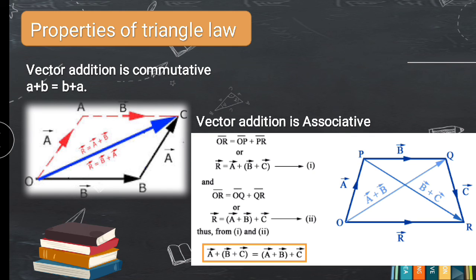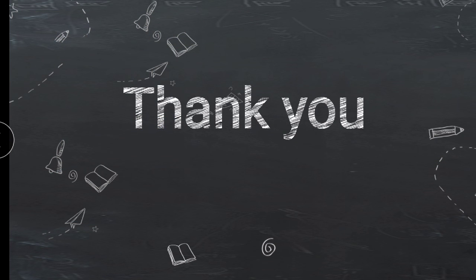So what is meant by the associative nature of the triangle law? That means in any way you can write the value of R, that is A plus into bracket B plus C, or into bracket A plus B, bracket complete, plus C. So in both cases you will get the same answer. So this is all about vector addition being associative in nature.